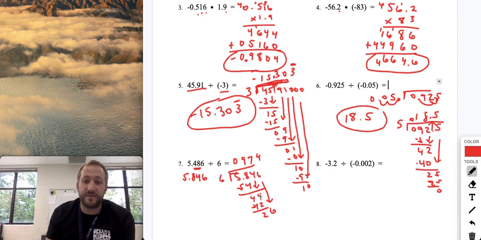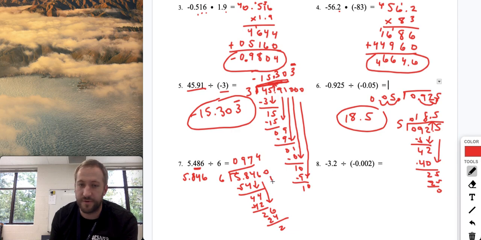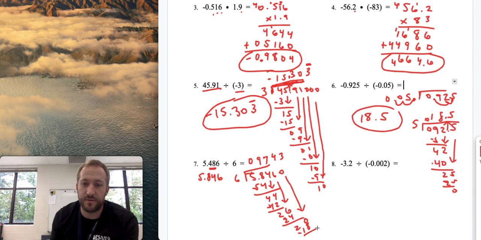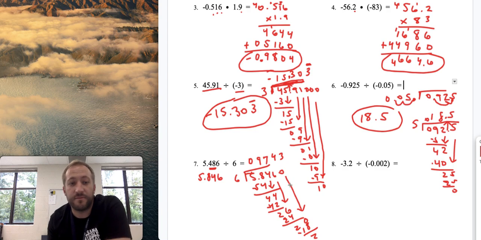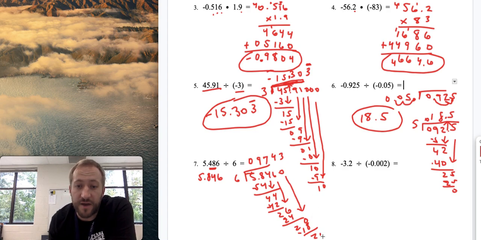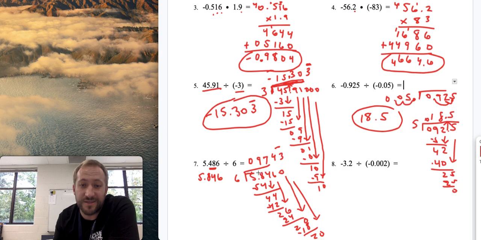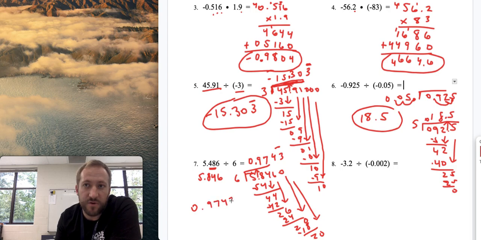So 6 into 26 goes 4 times. That's 24. I get 2. Oh, there's nothing left. I'm going to bring down a 0. 6 into 20, that goes 3 times. 6 times 3 is 18. Oops, there we go. And now, I'm starting to see a pattern. If I bring down another 0, it's like 20 starting all over again. So this 3 right here is a repeating decimal, just the 3 part. I'll bring up the decimal, so my answer is 0.9743.